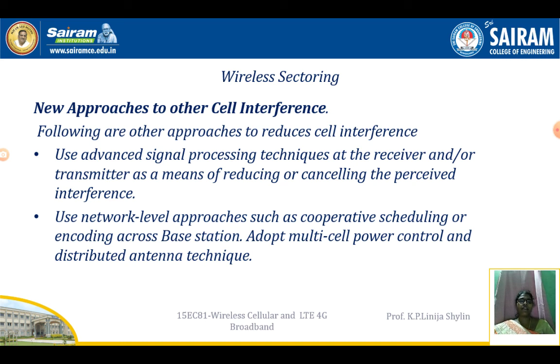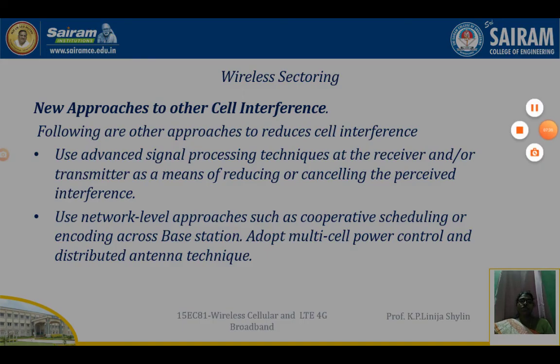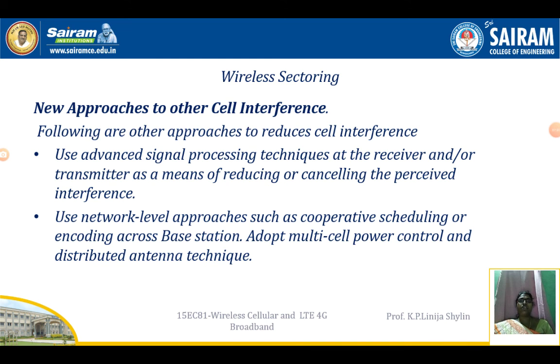As I have already briefed, the new approaches to other cell interference are adaptive cooperative scheduling or encoding across base stations, and we can also adopt multi-cell power control in the distributed antenna technique. So this is about sectoring. There are very good advantages as well as drawbacks. I hope everyone has understood this concept of cell sectoring, which we use in wireless communication and also in our LTE approach. Thank you.